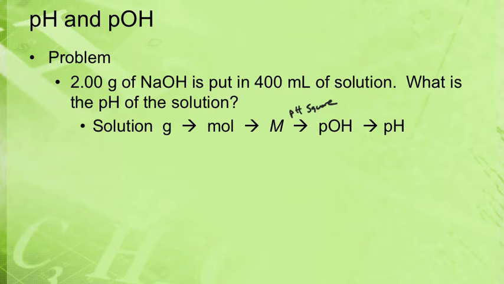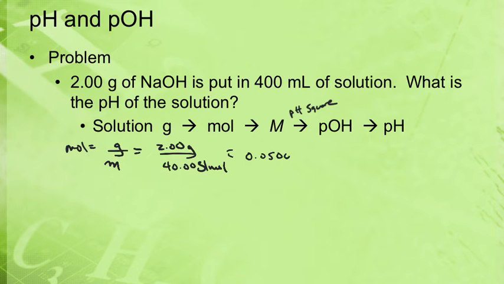To find moles, that's grams divided by molar mass. So that's going to be 2.00 grams divided by 40.00 grams per mole. We will get three significant figures with that. Let me grab a calculator here. 2 divided by 40. So yes, this is 0.0500 moles of NaOH.